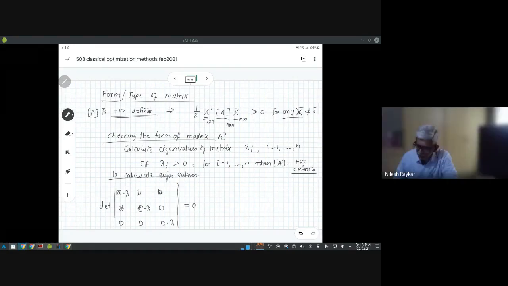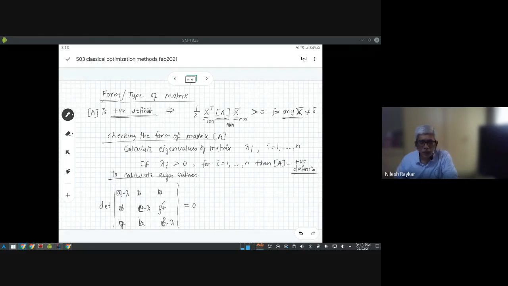D, E, F, G, H, I. So A minus lambda, E minus lambda, and I minus lambda. You take this and evaluate the determinant, and you will get on the left hand side an nth power polynomial of lambda. You find the roots of that polynomial, and those are your eigenvalues. That is how the eigenvalues can be found out.